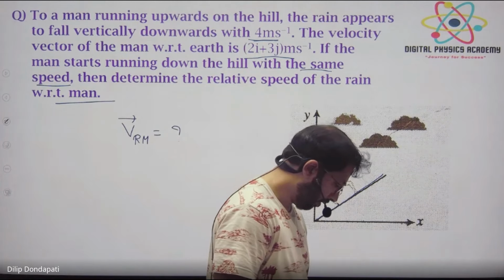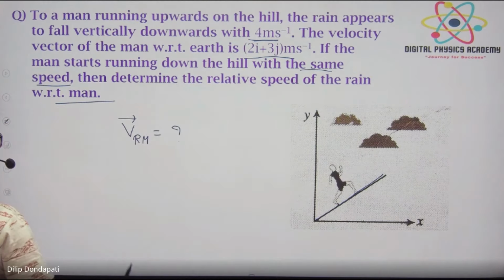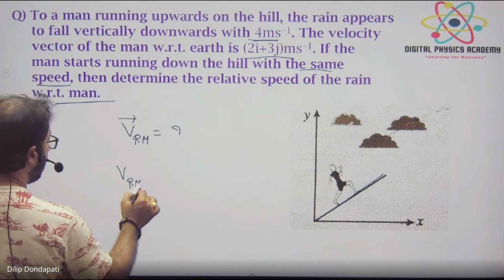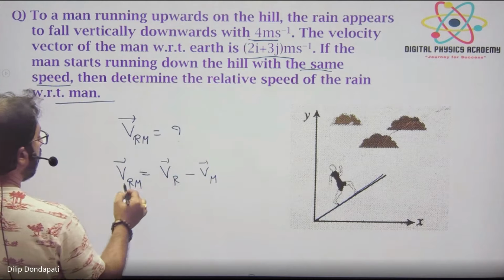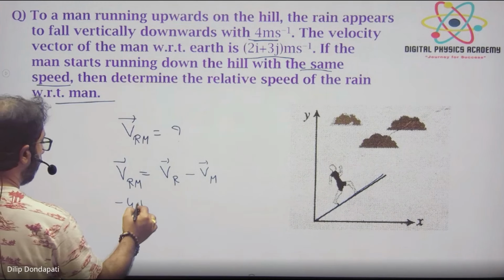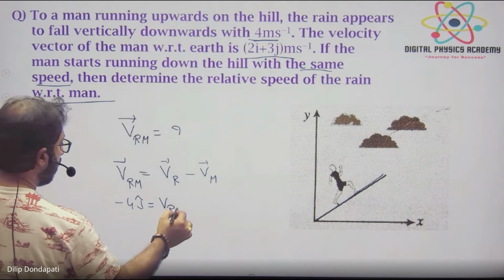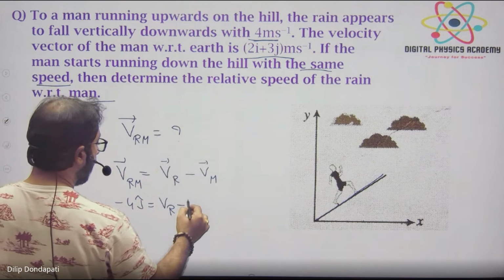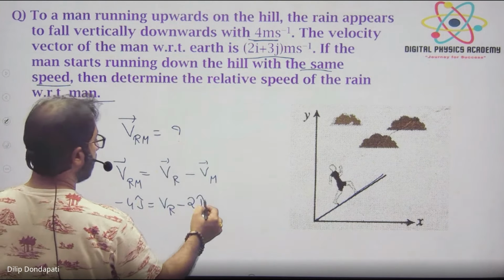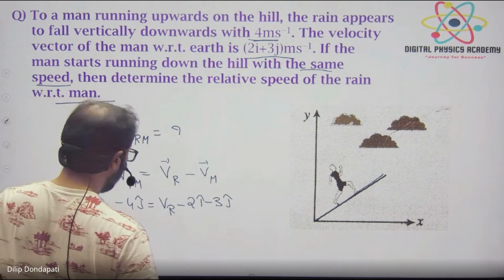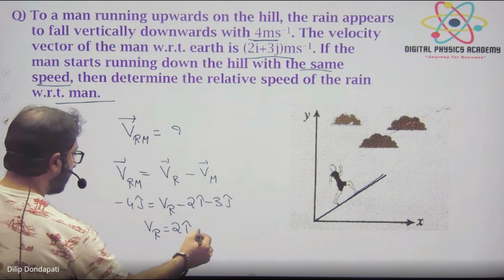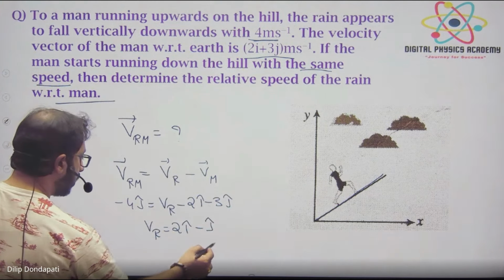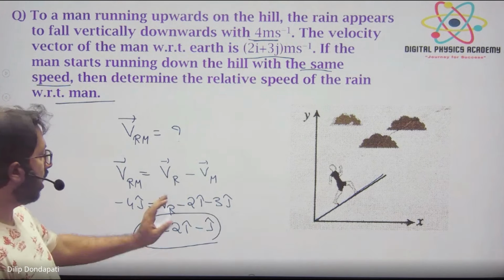Speed is needed. Look, what was the formula for velocity of rain with respect to man? Velocity of rain minus velocity of man. The velocity of rain with respect to man is vertically downwards, right? So it's minus 4 j cap. Minus 4 j cap is equal to velocity of rain minus velocity of man, which is given already, so minus 2i cap, so minus of plus minus 3 j cap, right? Now from this, what is the velocity of rain? 2i cap minus j cap, right?